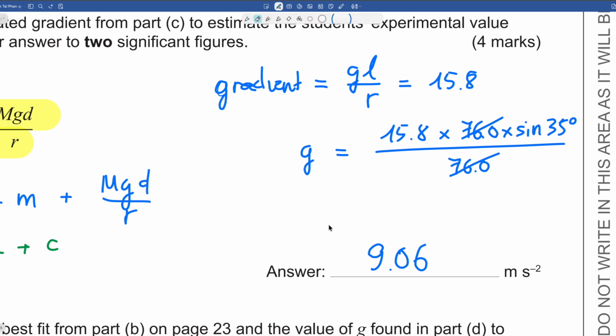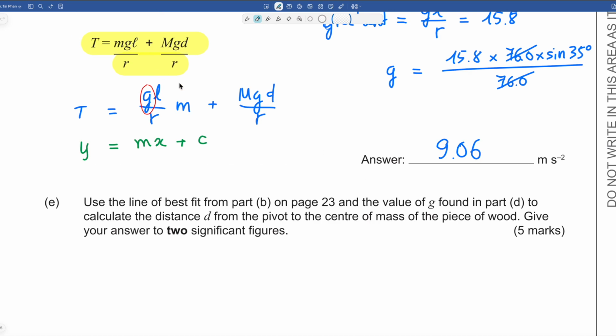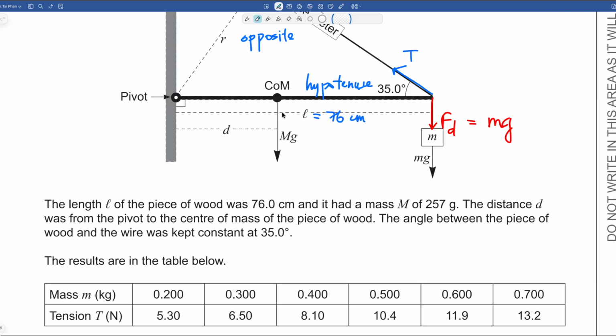The last question, E. Use the line of best fit from part B on page 23 and the value of g found in part D to calculate the distance d from the pivot to the center of mass of the piece of wood. Give your answer to two significant figures. Now we need to calculate d. Here on the diagram of the experiment, d is from the pivot to the center of gravity. It is this distance d here.